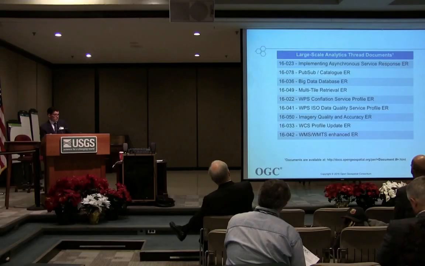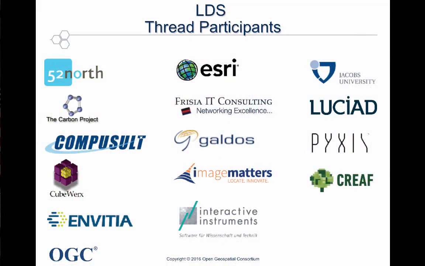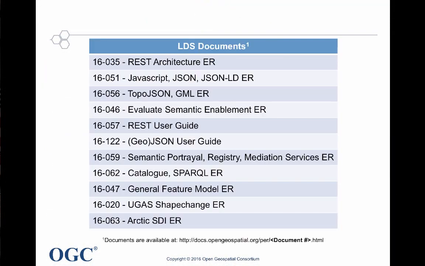The LDS had these participants, and these were the documents: REST architecture, JavaScript, JSON, JSON-LD, Topo JSON, GML, evaluation of semantic enablement, REST user guide, GeoJSON user guide, semantic portrayal registry, semantic mediation catalog, Spatial, general feature model, UGAs and shape change, and Arctic SDI.